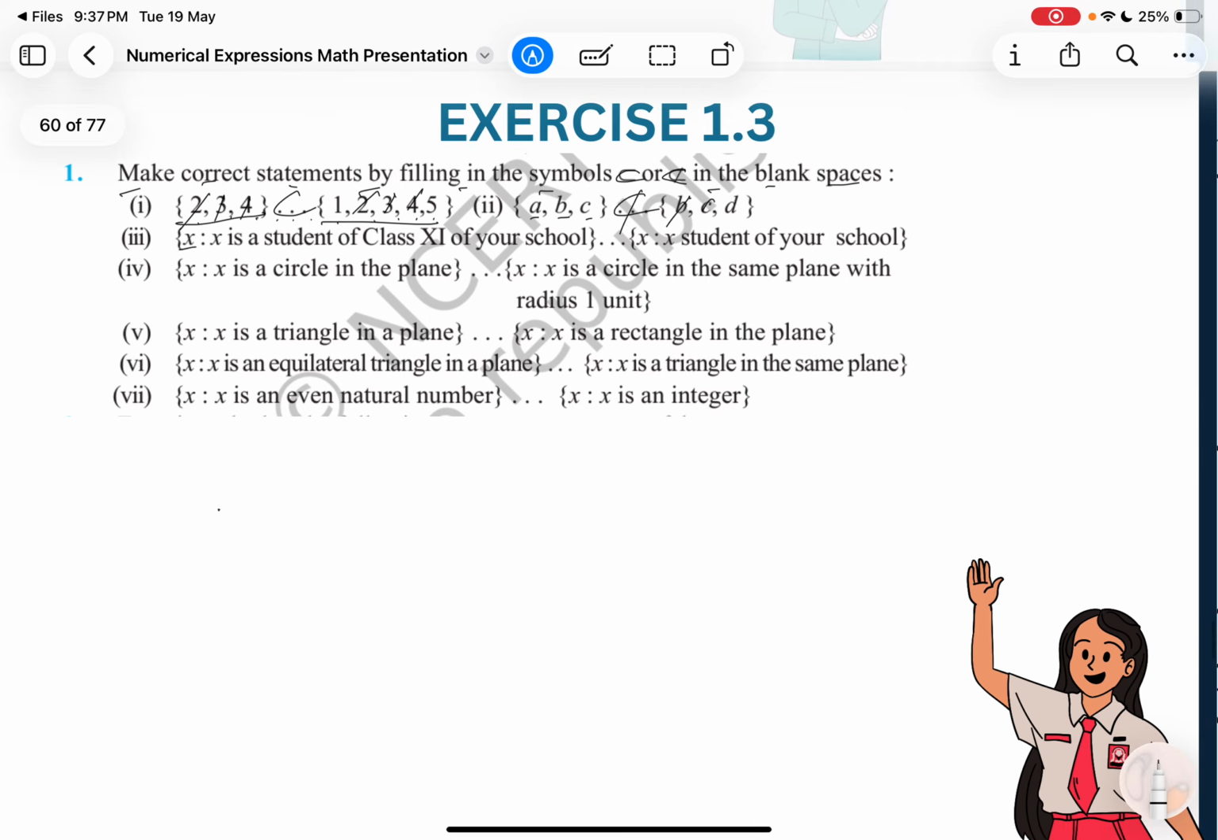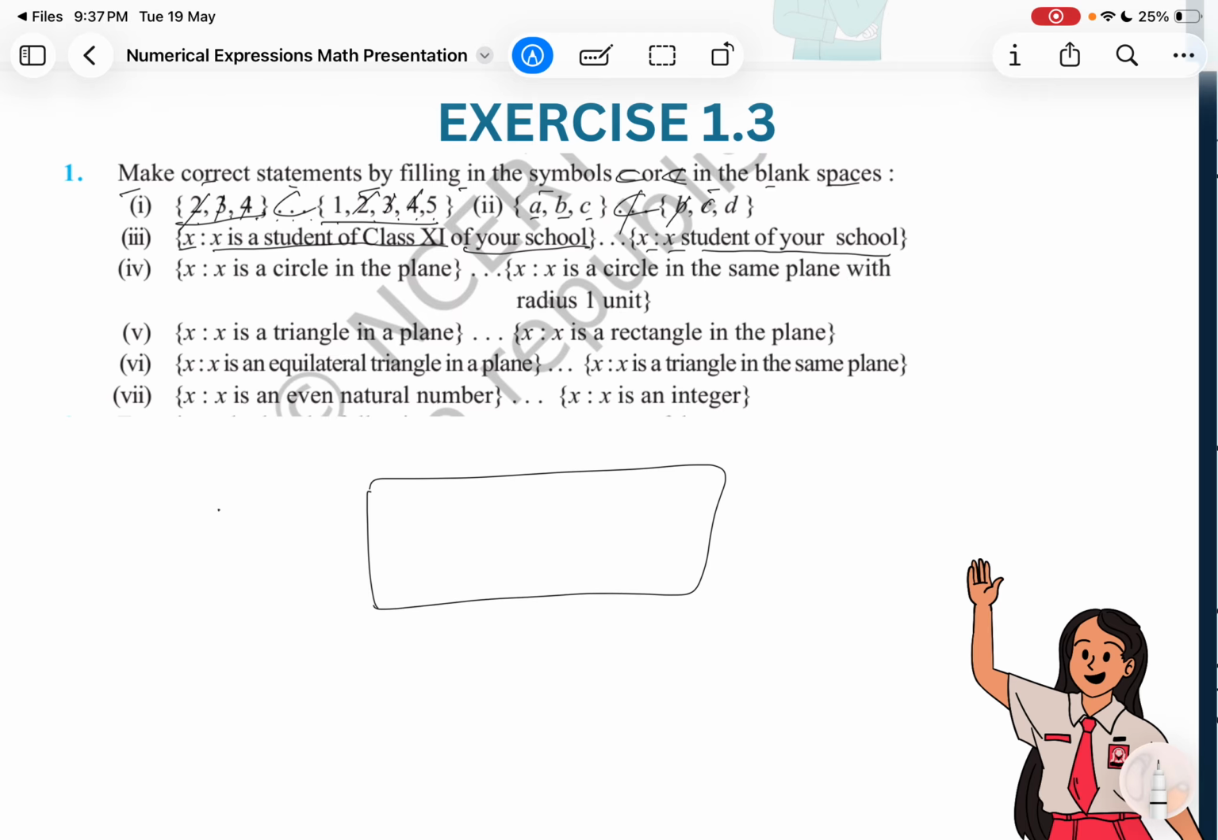Third one, X such that X is a student of class 11th of your school. Okay, all the students of class 11th. Now here X is a student of your school, means from all the students we are taking only students of class 11th. So this is a subset. We will do like this.